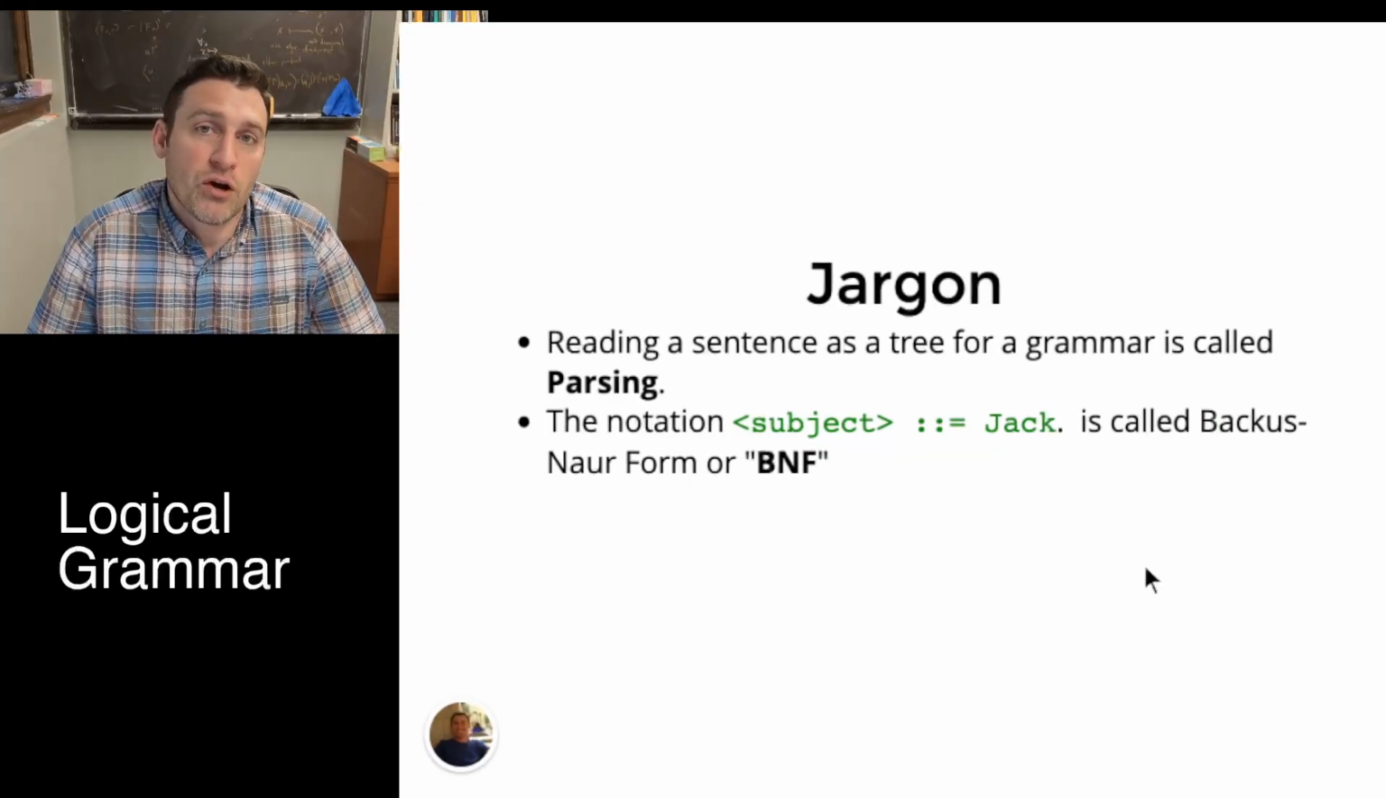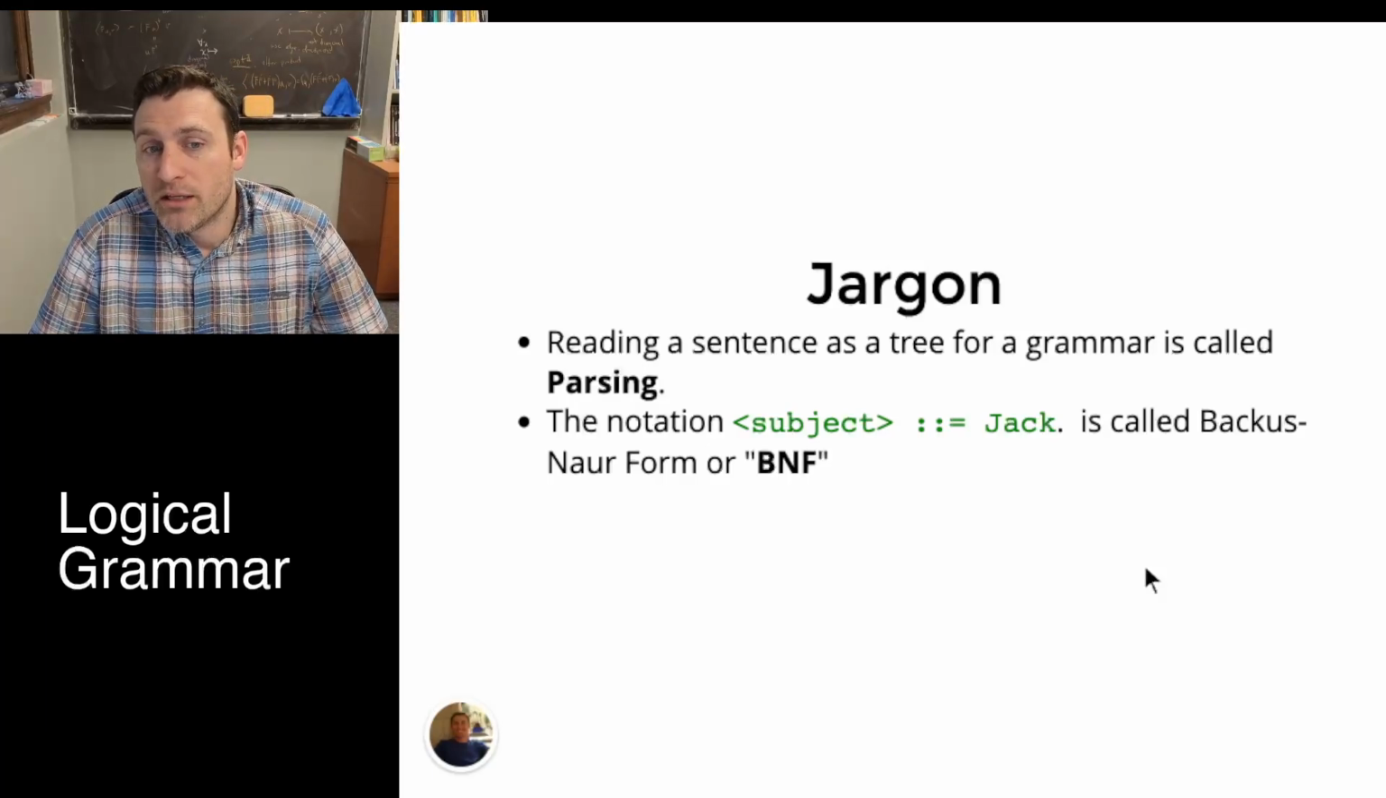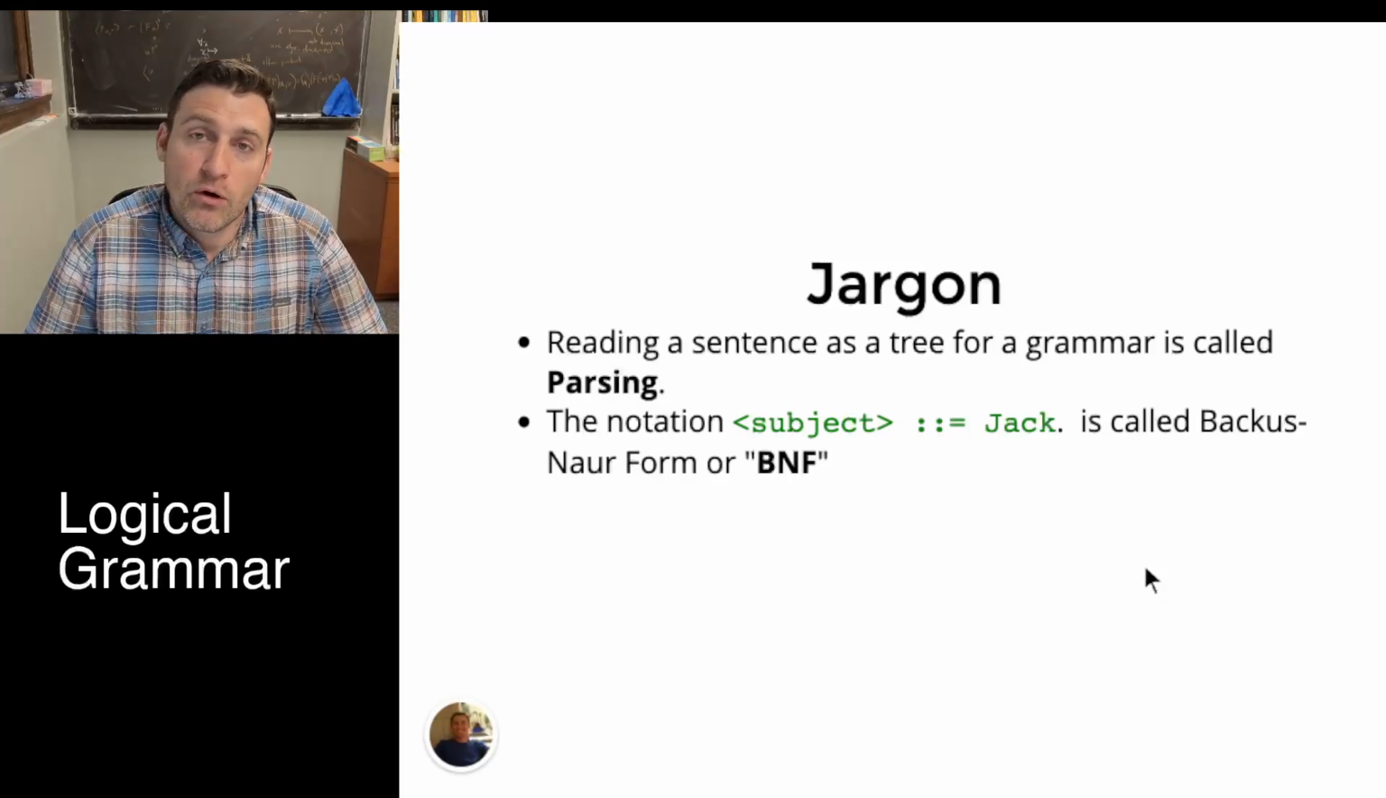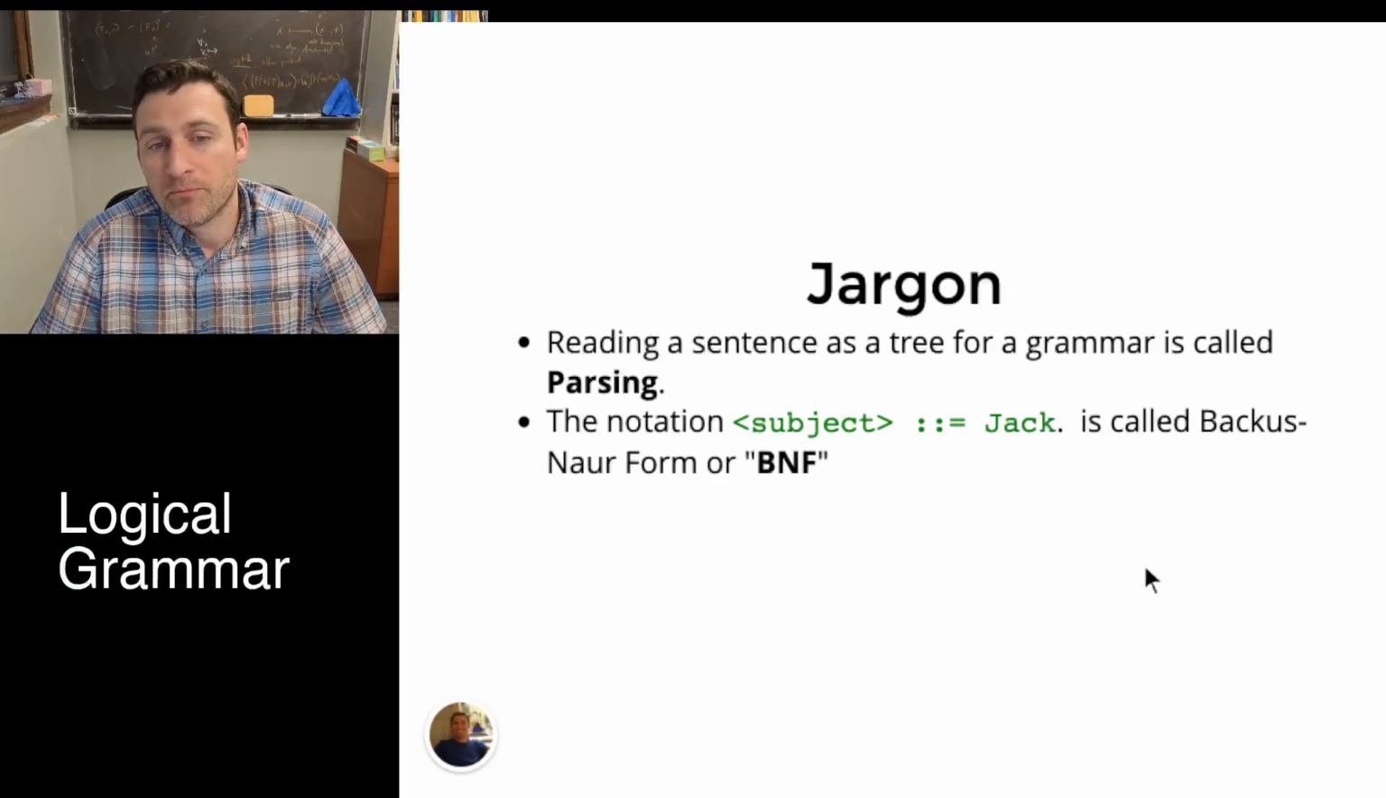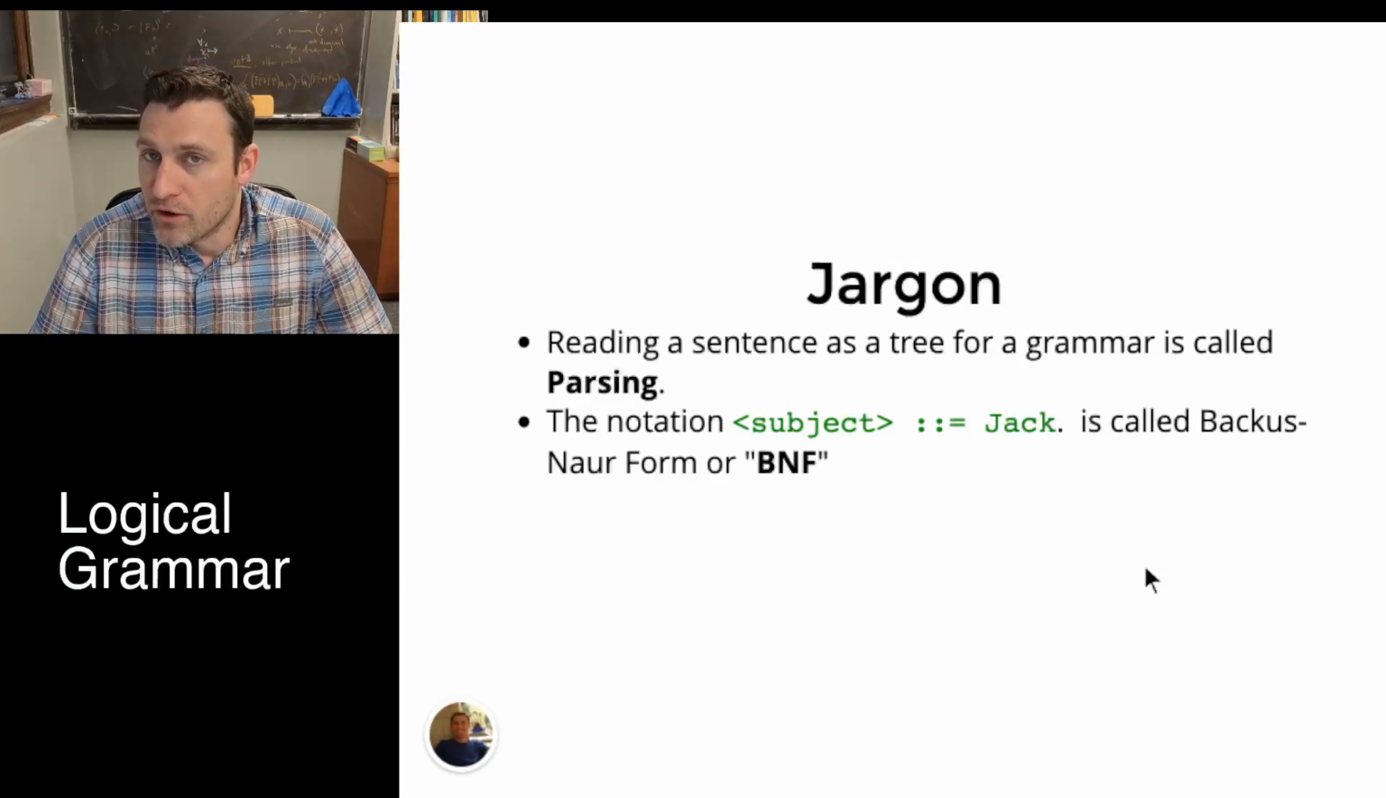So here's some jargon that you'll hear in the general discussion of grammars. We'll talk about parsing. Parsing is taking a sentence, running it through the grammar, and deciding if it's well formed, meaning it passes all the rules of the grammar. When that happens, we create a tree to go with it. That tree is sometimes called the parse tree or the abstract syntax tree. That's jargon that I won't use very much, but you might hear it when looking around.